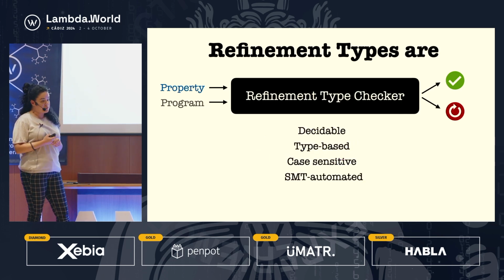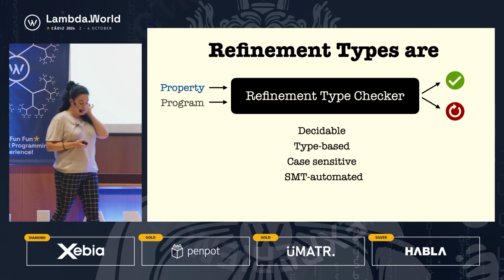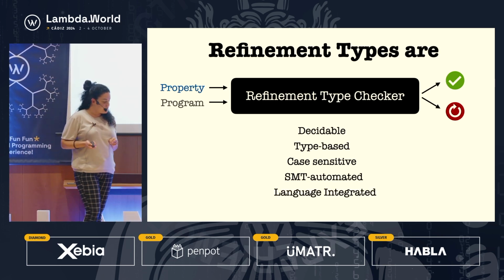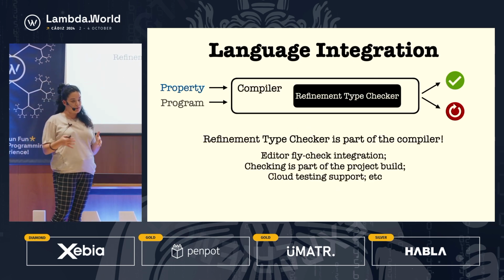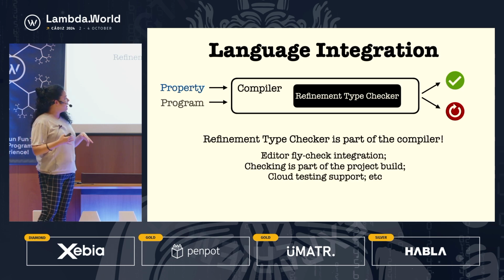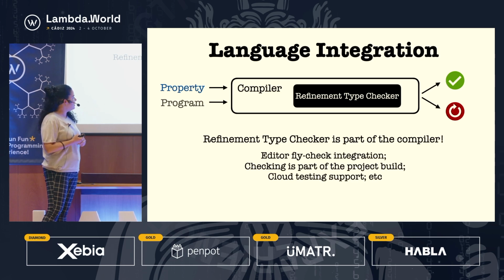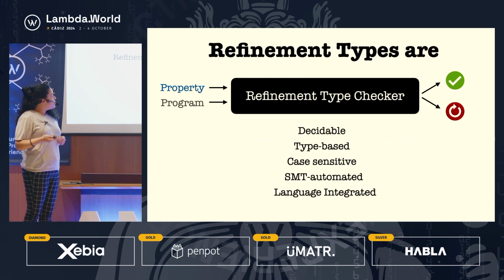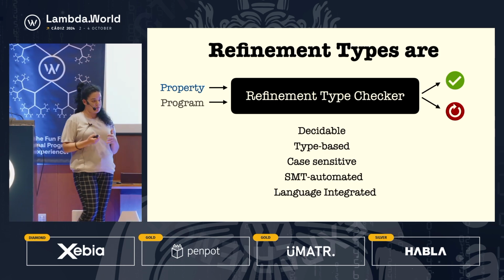And so these are some features of the refinement type checker. Decidability, type-based, SMT automated are the very important ones. And the last is that it is language integrated. So as I mentioned, Liquid Haskell is a GHC plugin, so it is part of the compiler, which means that you can take advantage of all the benefits that the compiler gives you, which is like editor integration. You can use it for cloud testing, and you just put it as part of your compiled project. So these are the main design features of refinement types.